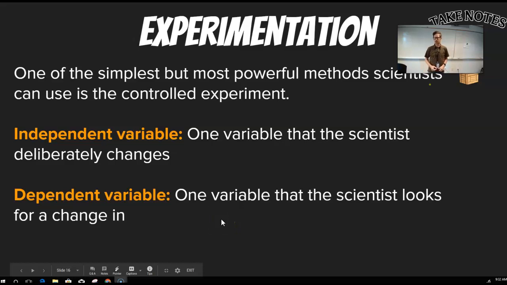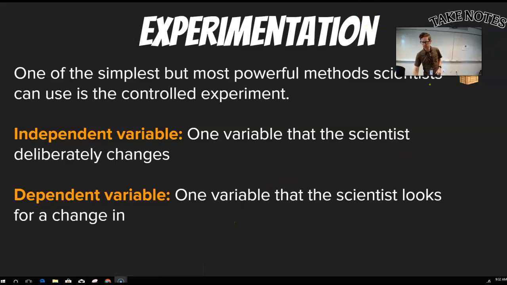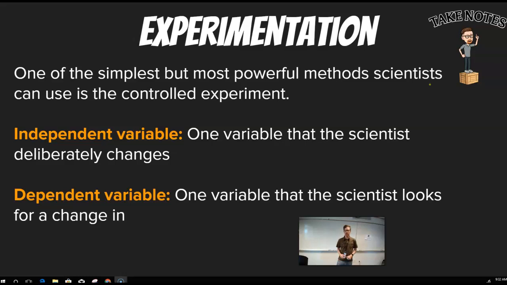Okay, so let me recommend that you take notes on this stuff because you're going to need to know things like which variable is which. So we're talking about experiments. And one of the most simple but most powerful methods scientists can use is called the controlled experiment. I mentioned before that there are multiple ways that scientists gather evidence. And the really important thing is that scientists gather objective evidence that can be used to make an argument.